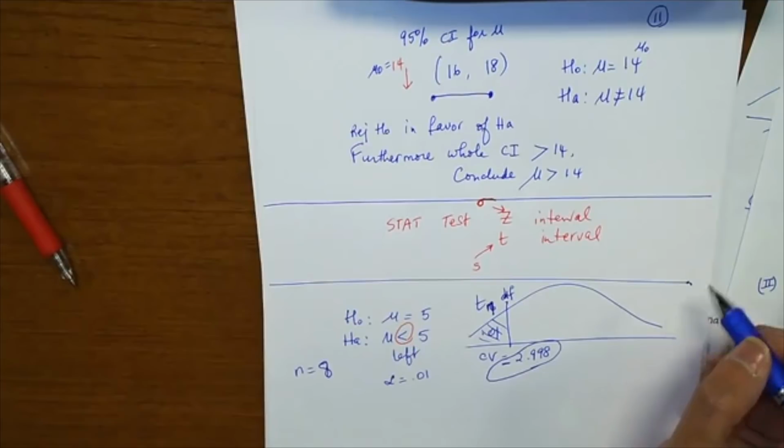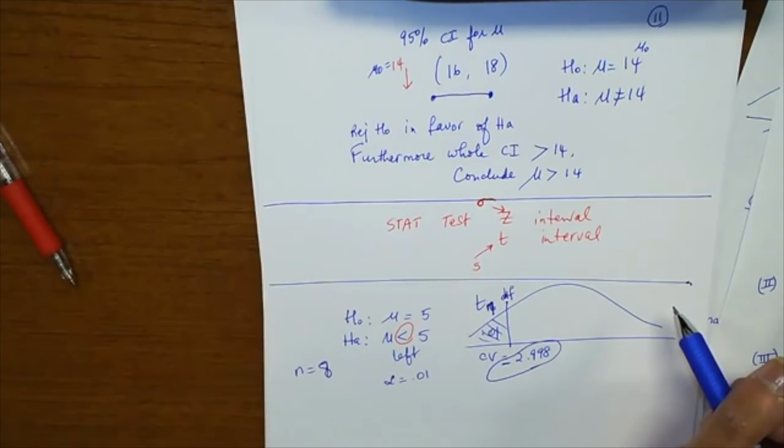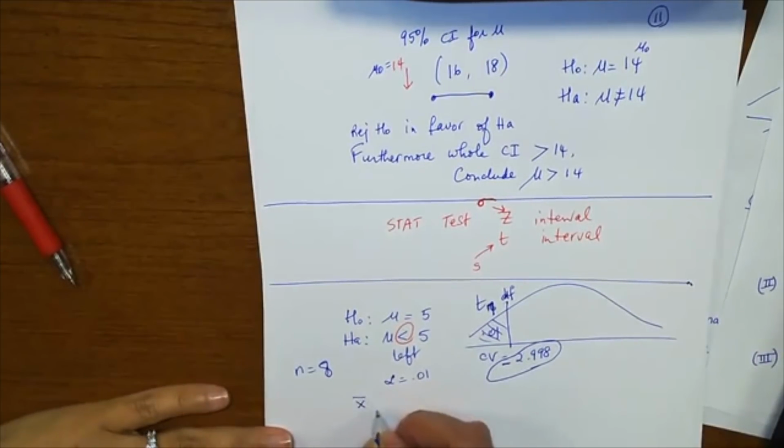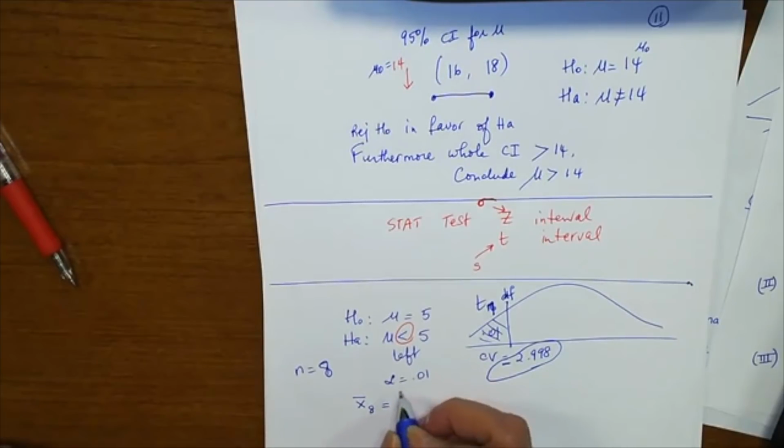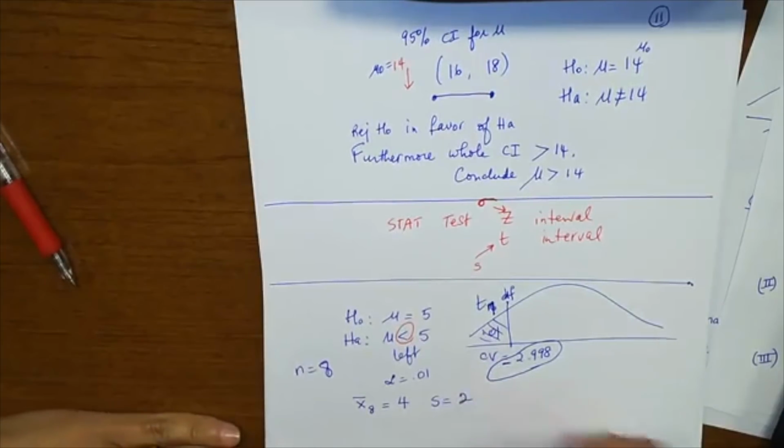Oh boy, what am I doing? I found the critical value. Then they have to give you an xbar. So xbar equals 4 and S equals 2.